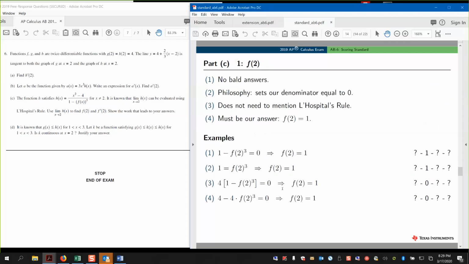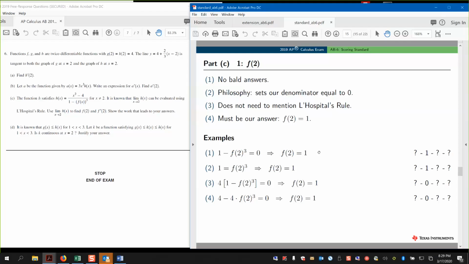Okay, the second point in part C was for the value f of 2. Now, there were no bald answers accepted here. There had to be some supporting work. And often in presentations, we have a general philosophy given to us here. And the philosophy here in this problem is that we want to see the denominator set equal to 0. Now, the student doesn't need to mention L'Hopital's rule in order to earn this second point. And again, sounds kind of funny, but the answer has to be f of 2 equal to 1. And again, down towards the bottom, here are some student responses, some examples, focusing on the second point and how each was scored.